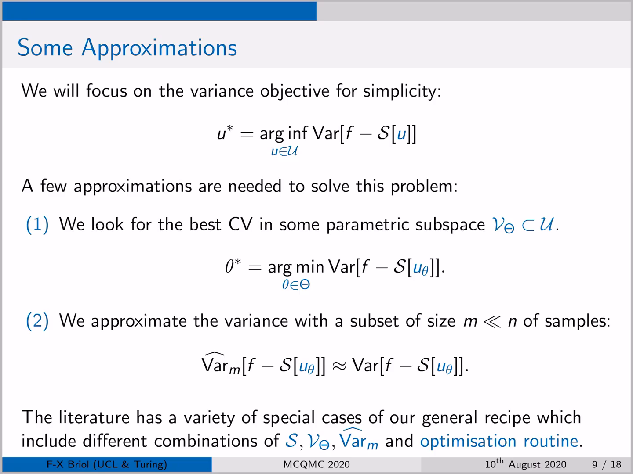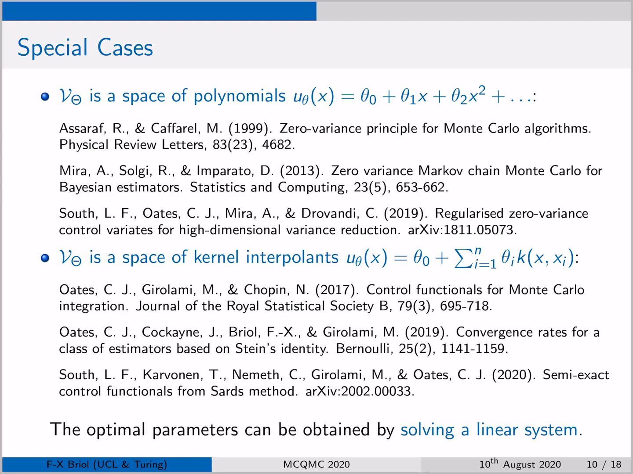So let me recall a couple of them. Two main classes, at least in terms of parametric space, are polynomials and kernels. I've listed a range of papers that consider these. In order to minimize this variance, or the estimates of the variance, you usually have to solve some kind of linear system to find the optimal parameter values for these control variates.